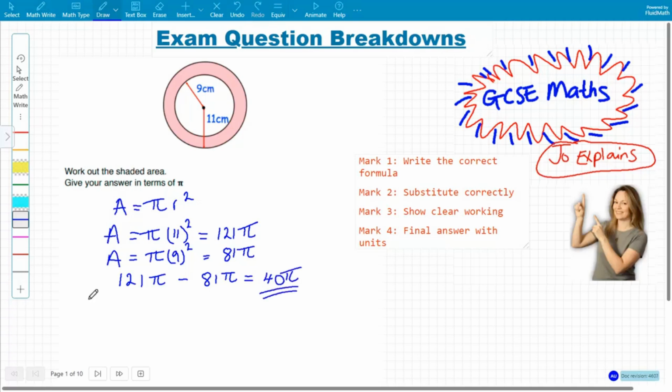Now you probably have a space below where you need to just write that on a line or something like that, but that's how you're going to get 4 full marks for that. So your first mark is going to be for the formula, second mark is going to be for the substitution, third mark is going to be for the working out, and then the correct answer is the final mark there. So that's your full 4 marks on the question.